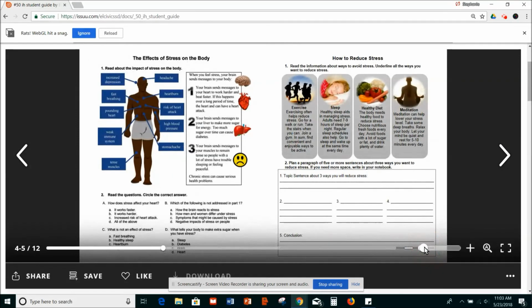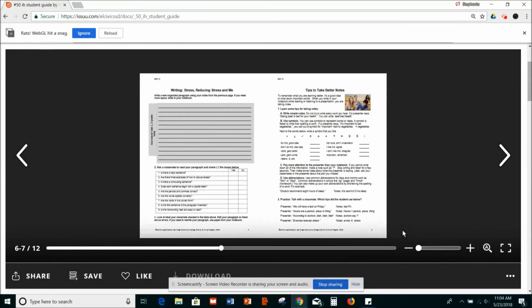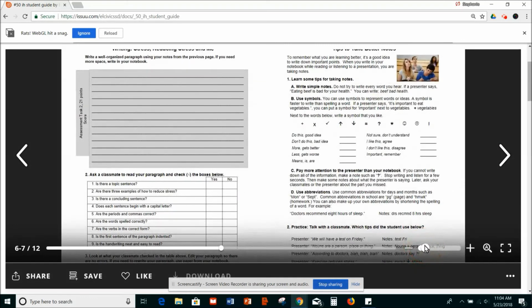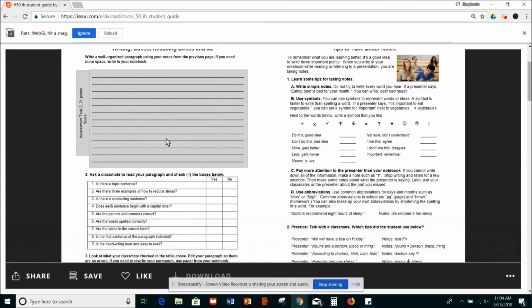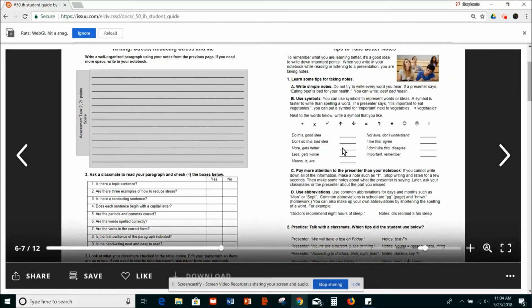Page 2 and 3 introduce the effects of stress on the human body and how to reduce stress. On page 4, students complete Assessment Task 2. Write a paragraph about stress and stress relief. On page 5, students read tips to take better notes and practice using symbols and abbreviations.